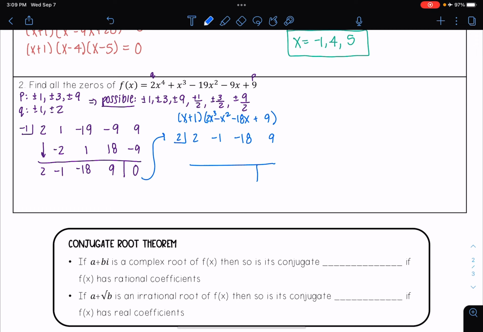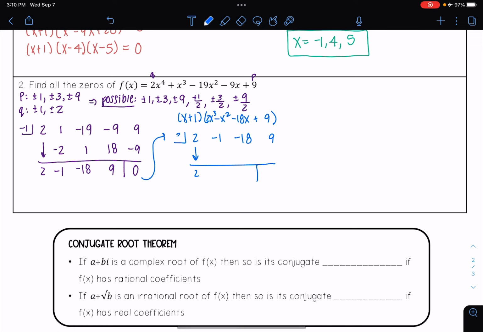You also see that here. So I'm going to bring down my 2. 2 times 2, I get 4. Negative 1 plus 4, I get 3. 2 times 3, I get 6. Negative 18 plus 6, I get negative 12. 2 times negative 12, I get negative 24. And I see that that's not going to give me a remainder of 0. Now we'll try negative 2. Negative 2 times 2, I get negative 4. And then that gives me negative 5, 10, negative 8. And I see it's not going to give me a remainder of 0.